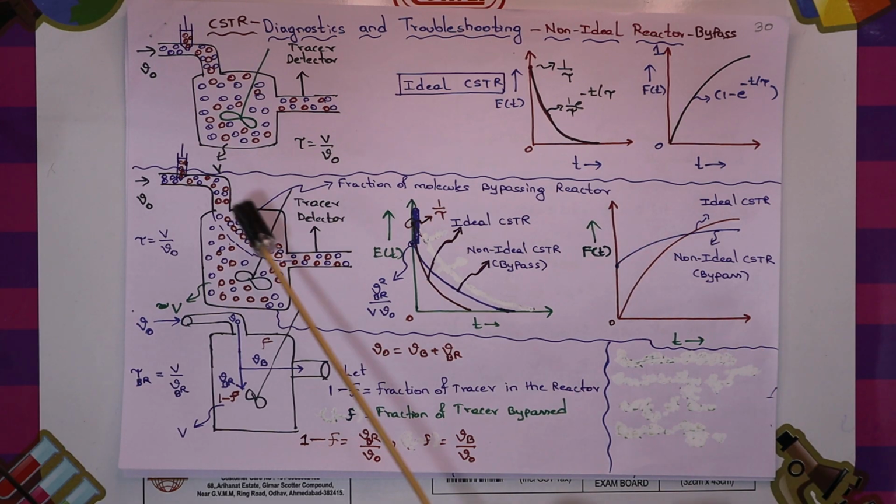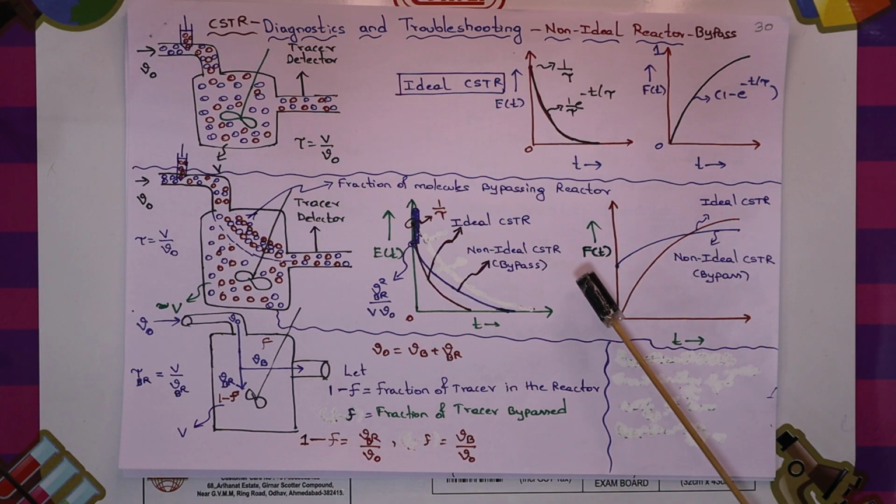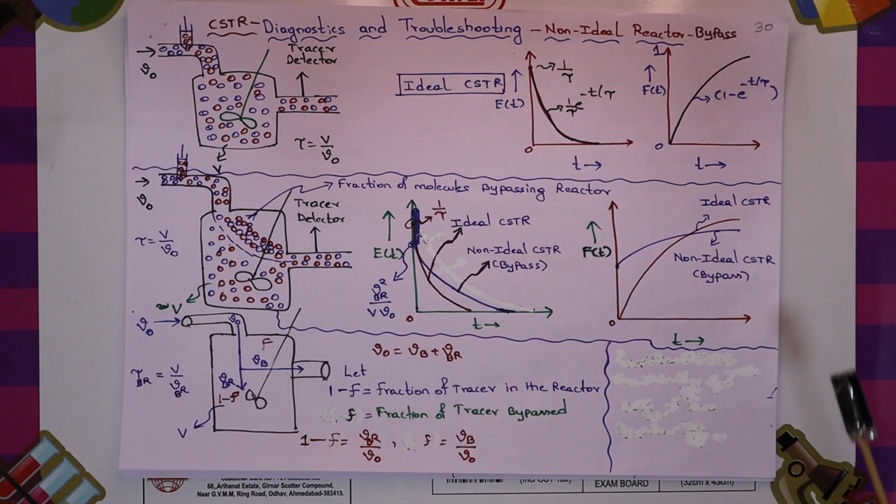Why is it a higher point? The moment the molecules enter, at time t equal to 0, the majority of the molecules exit at time zero itself. So that is why at zero time the starting point of the curve is higher than the ideal curve. The fraction then slowly increases and reaches the value of 1. This is the difference between the ideal curve and the non-ideal CSTR, especially one having the bypassing issue. So let us move ahead.